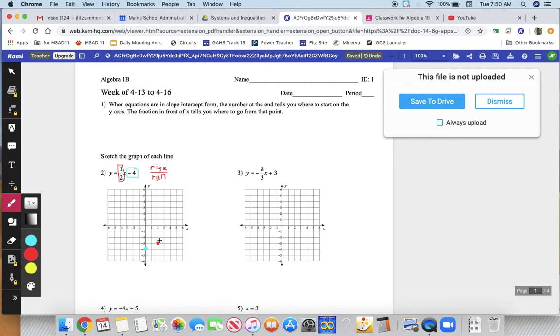Now you'd think 2 points really isn't much of a line. You could just continue to go up 1 and over 2 so that you can have a better feel for what the line actually looks like. Up 1 and over 2.